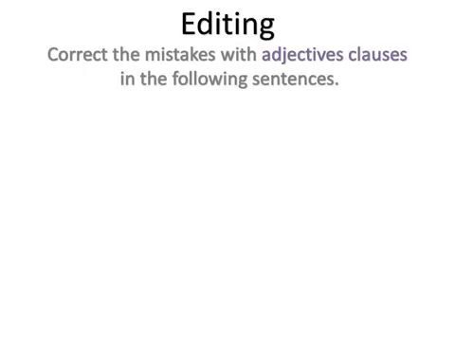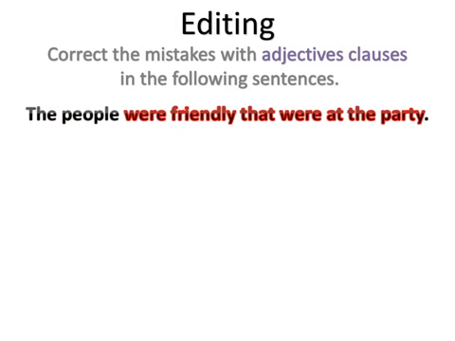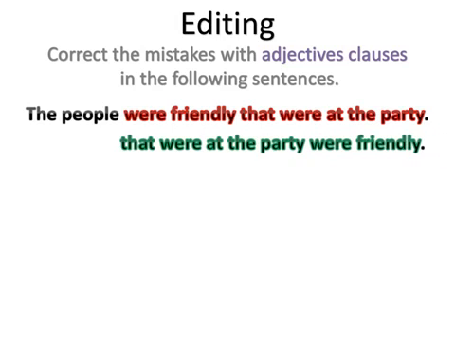Now that we have a little practice with combining two sentences into a single sentence using an adjective clause, let's test our knowledge a little further with some editing. Correct the mistakes with adjective clauses in the following sentences. The people were friendly that were at the party. The correct way to say this is, the people that were at the party were friendly.